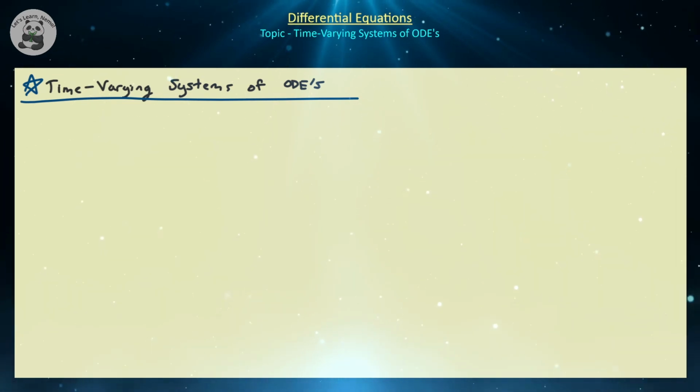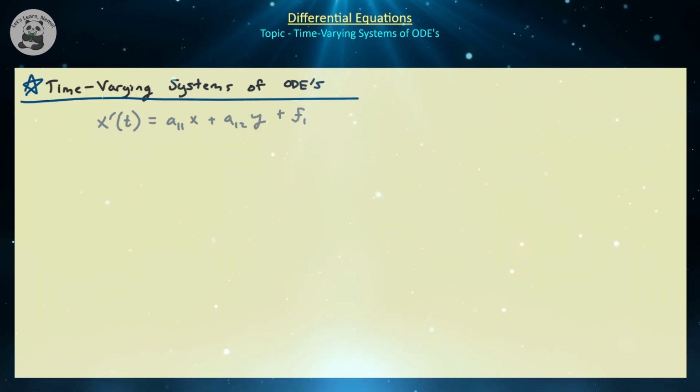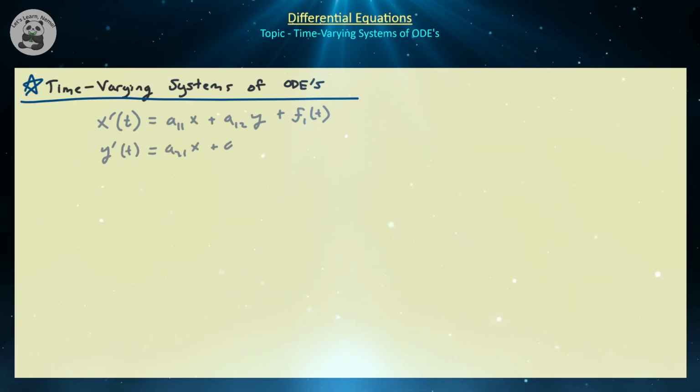Let's assume that we have two functions for simplicity, x, which is going to be a function of some parameter t, and let's assume it's a linear differential equation in two variables. In particular, let's assume it's constant coefficient as well, so a11x plus a12y. And let's assume that we can allow for some inhomogeneous term. Let's call it, for example, f1 of t. And let's look at y prime of t to be equal to a21 of x plus a22 of y plus another inhomogeneous function f2 of t.